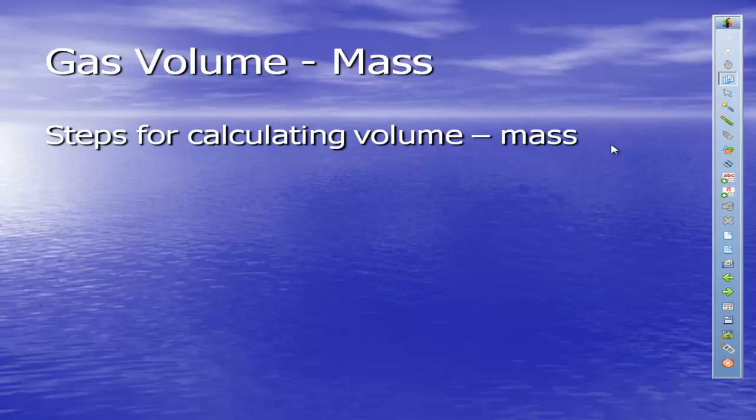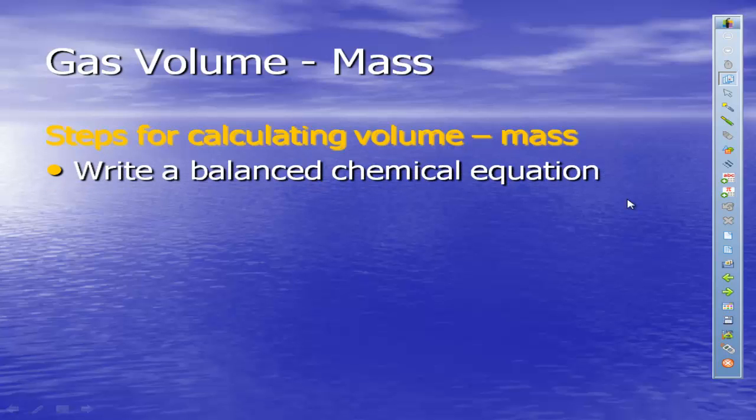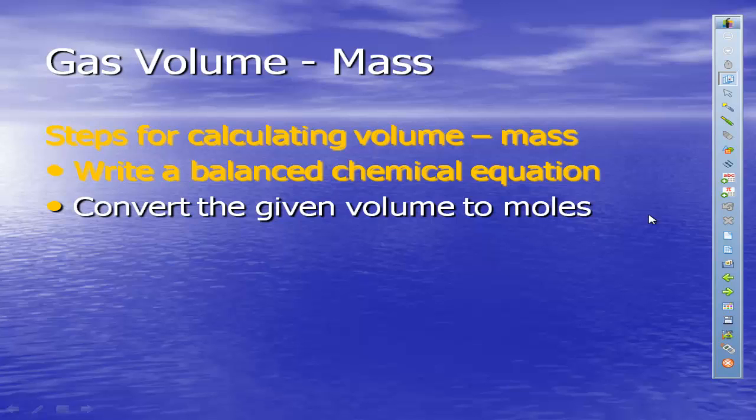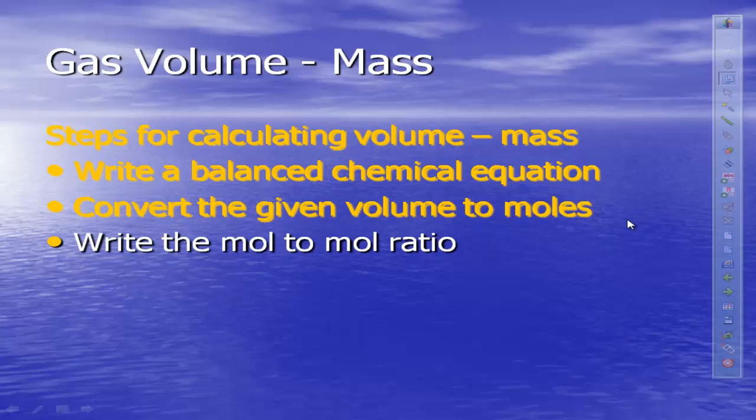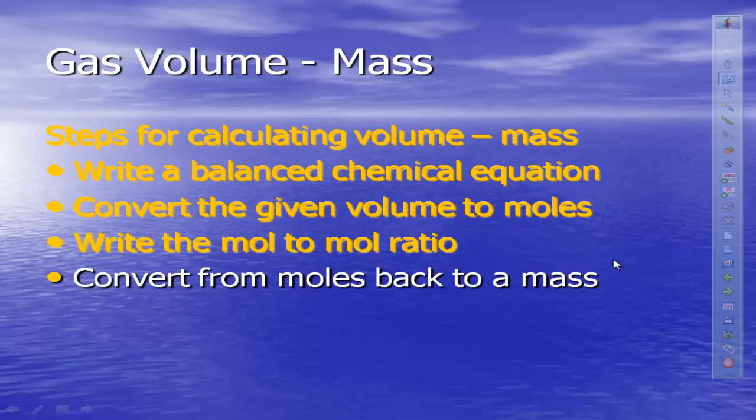Volume to mass. Step number 1, as normal, balance the chemical equation. Number 2, convert that given volume to moles. And again, we're going to be at STP for starting off. Use that mole to mole ratio. And then convert from moles back to a mass. I don't need to do anything special with that mass because solids never change under different temperatures and different pressures. They remain constant. Look at this one here.